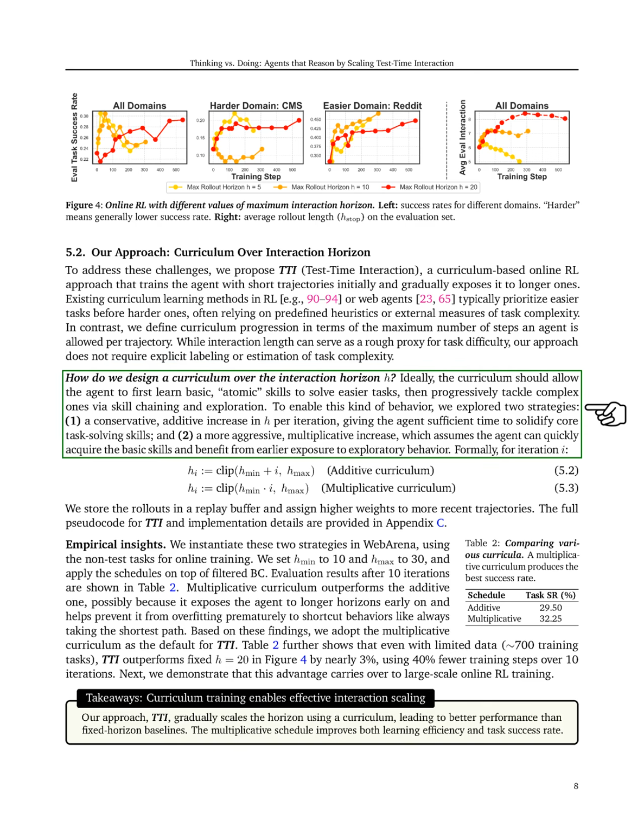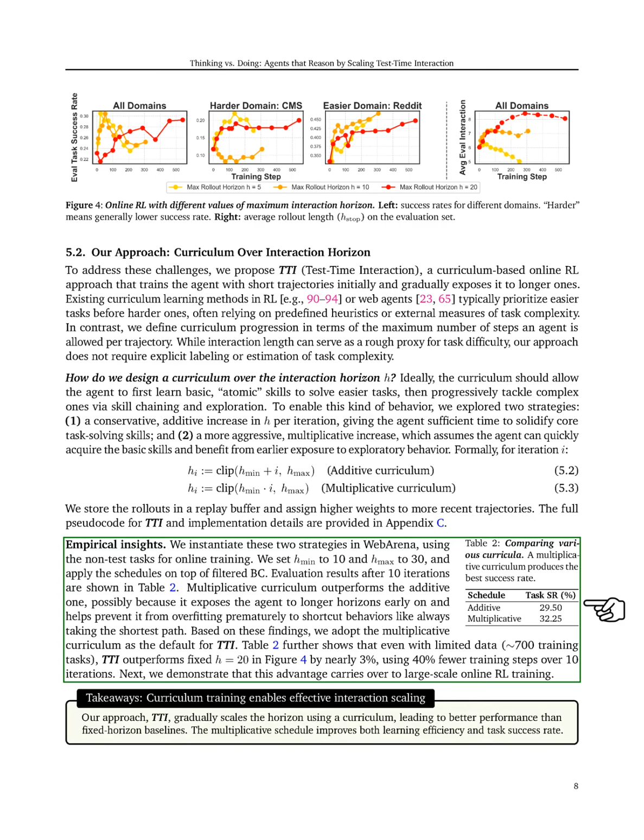Our curriculum design aims for the agent to first master basic skills to handle simpler tasks before moving on to more complex ones through skill chaining and exploration. We explored two strategies, one that increases the maximum steps allowed gradually, giving the agent time to solidify its skills, and another that increases the steps more rapidly, assuming the agent can quickly learn the basics and benefit from early exploration. We implemented these strategies in WebArena, using non-test tasks for online training.